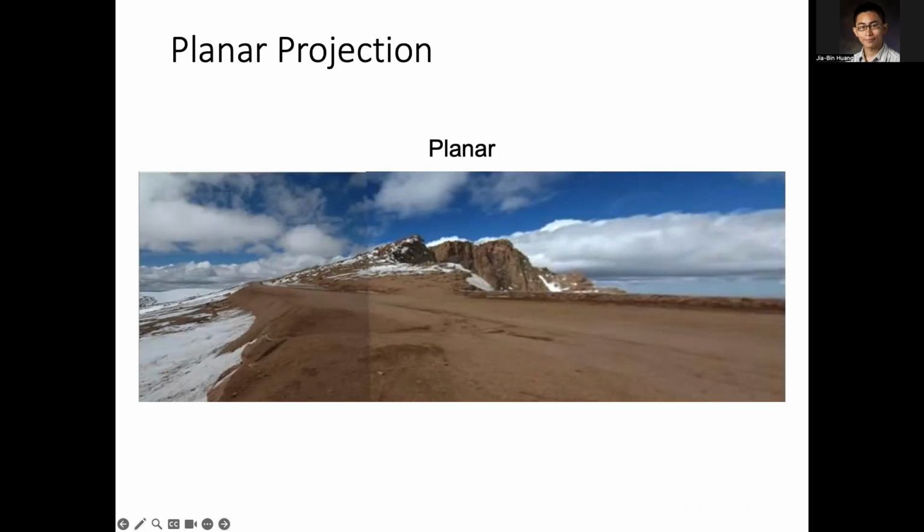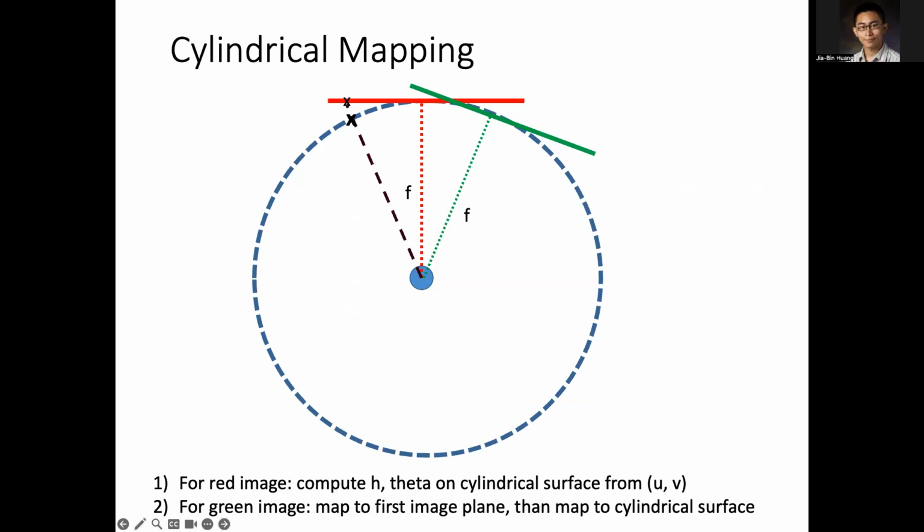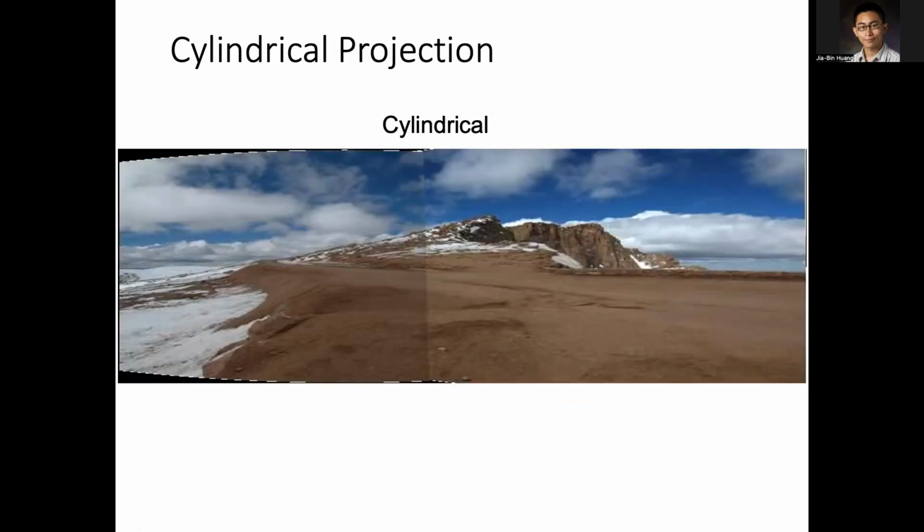A more popular approach is called cylindrical mapping. The idea is very simple: you basically draw a sphere around this, compute the coordinate of every pixel on the sphere, and map them onto it. This way, you can capture the full 360. Here's another cylindrical example, and this way you don't have that distortion.